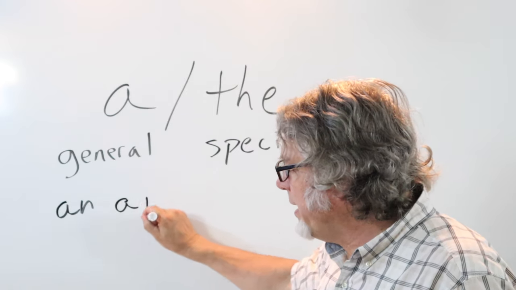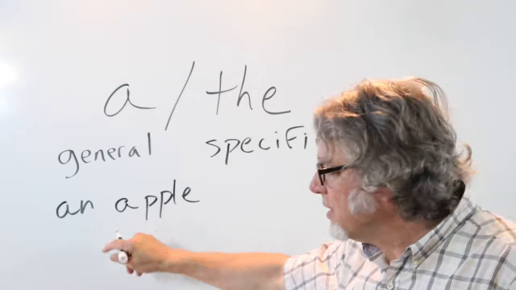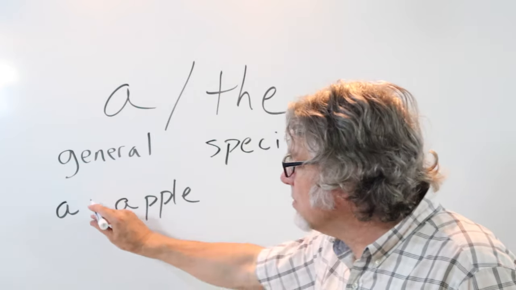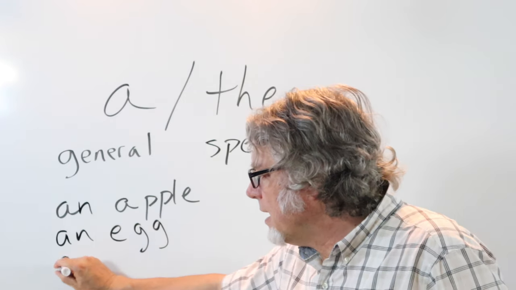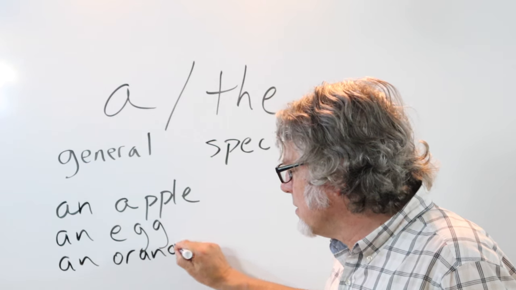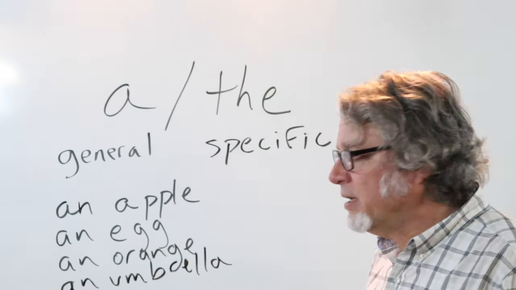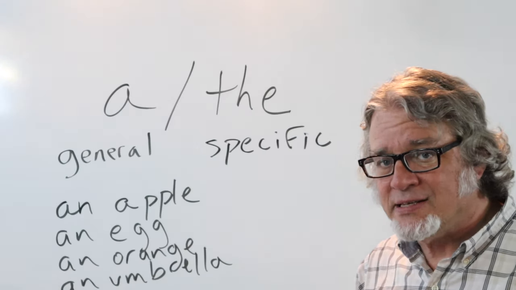For example, I have an apple. I have to use an because of the vowel sound. I can't say a apple. It's too hard to say. So, an apple. An sounds like the letter N. An egg. An orange. An umbrella.